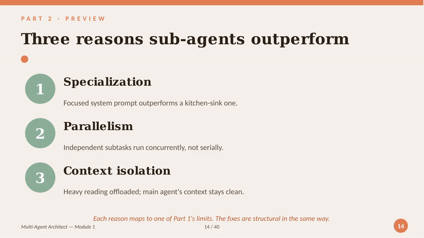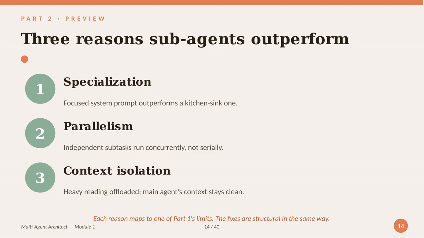Reason 2. Parallelism. Independent subtasks run concurrently, not serially. This fixes the sequential bottleneck. 3 reviewers fan out and complete in the time of the slowest one, instead of in the sum of all 3. Reason 3. Context isolation. Heavy reading is offloaded to subagents that absorb the noise. The main agent's context stays clean. This fixes context bloat. The noise never reaches the parent in the first place.